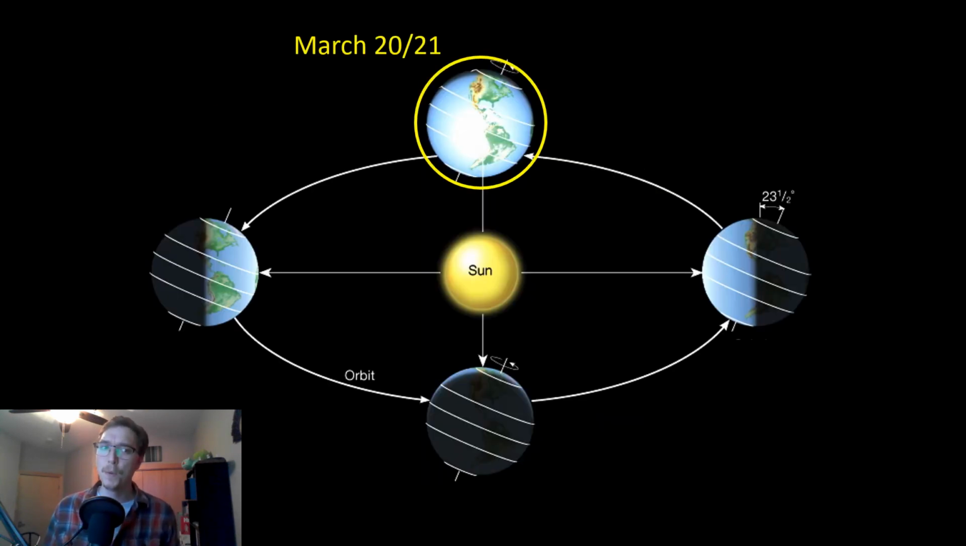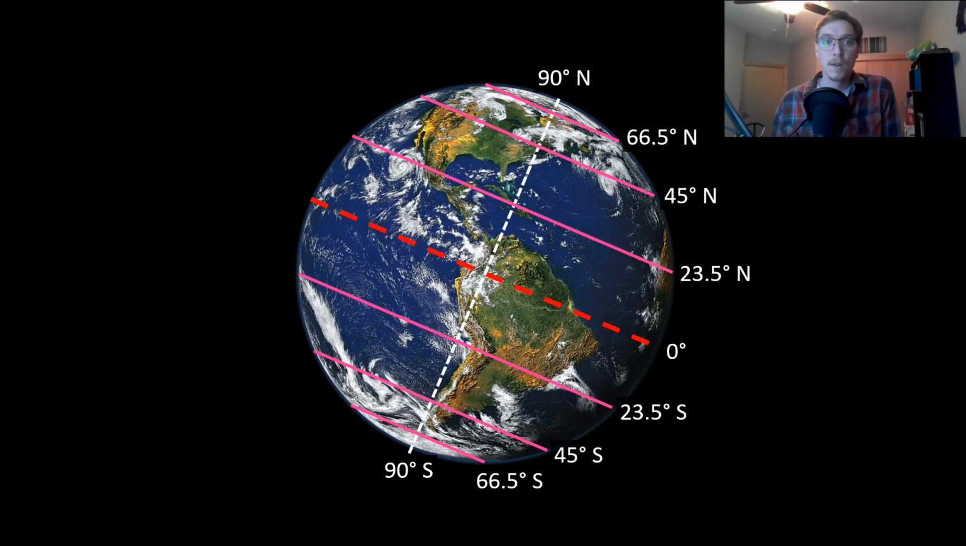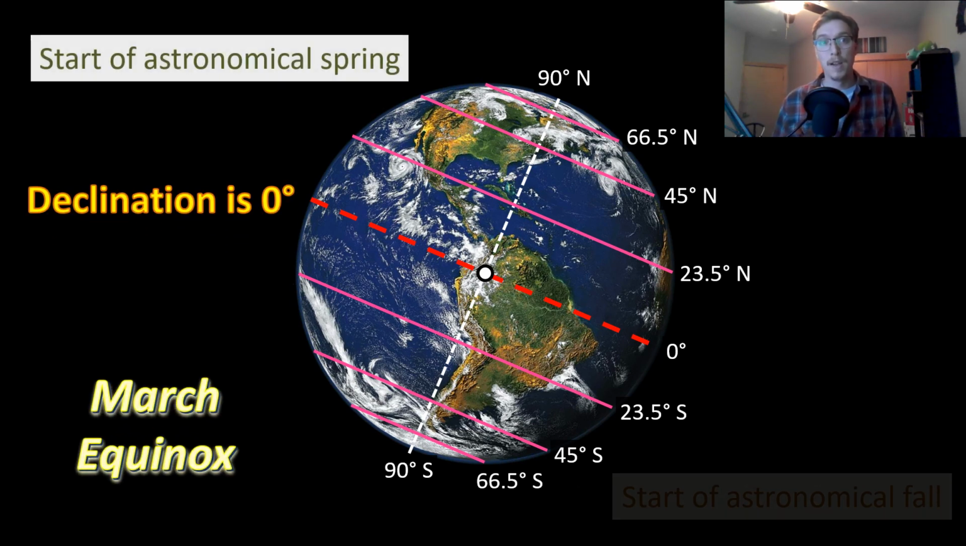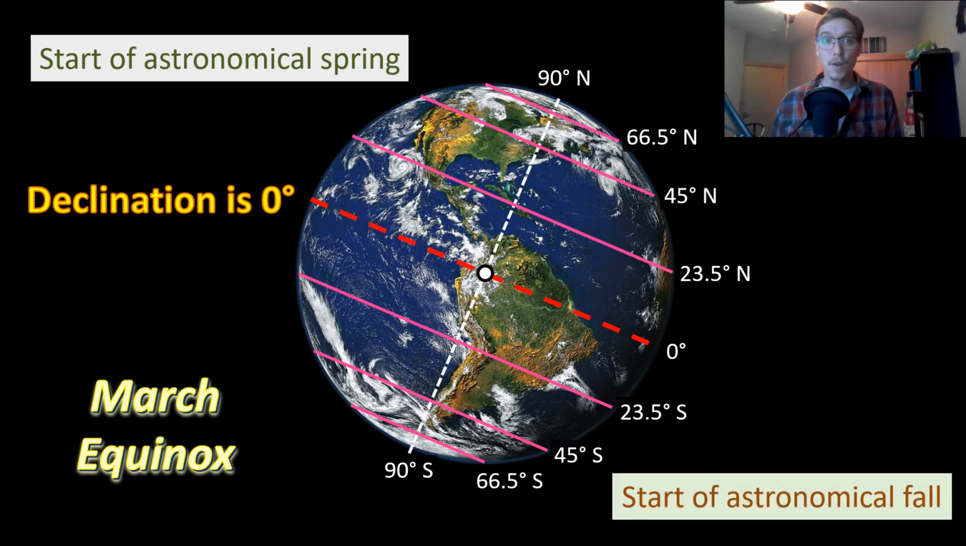What about if you are on the spring equinox, 20th to 21st of March? Well, our subsolar point is right there at 0, the equator. That's our March equinox. Declination is 0. It's the start of the astronomical spring in the northern hemisphere and fall in the southern hemisphere.